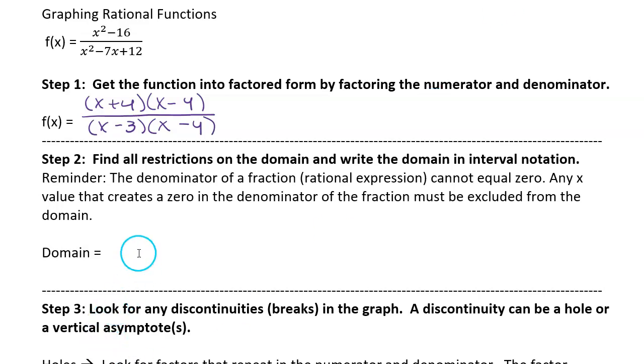Step 2 is you want to think about all of your domain restrictions. Now this is something we've already been working on in Module 1 and Module 2, so this should seem familiar to you. And we know that in a rational function, the denominator cannot be equal to 0. So that means we must think about each of these factors that are on the bottom, and we must think about what value could create a 0. And in this case, if you had a 3, you would have a 0, and if you had a 4, you would have a 0. So those are both domain restrictions, and we'll write that in interval notation.